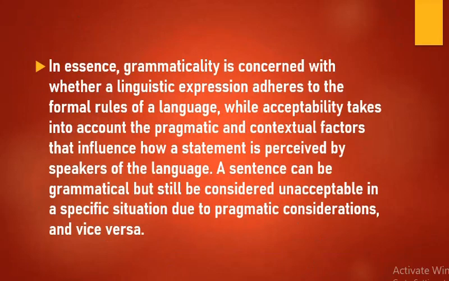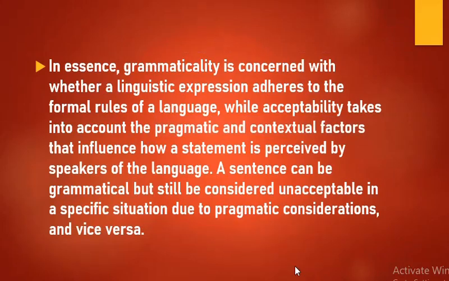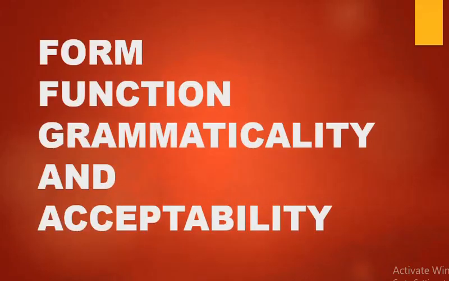Okay, so to sum up, grammaticality is concerned with whether a linguistic expression adheres to the formal rules of a language, while acceptability takes into account the pragmatic and contextual factors that influence how a statement is perceived by speakers of the language. And a sentence can be grammatical but still be considered unacceptable in a specific situation due to pragmatic considerations, and vice versa. Okay, so these are the things we'll be discussing in today's class: form, function, grammaticality, and acceptability. So I hope this is clear.